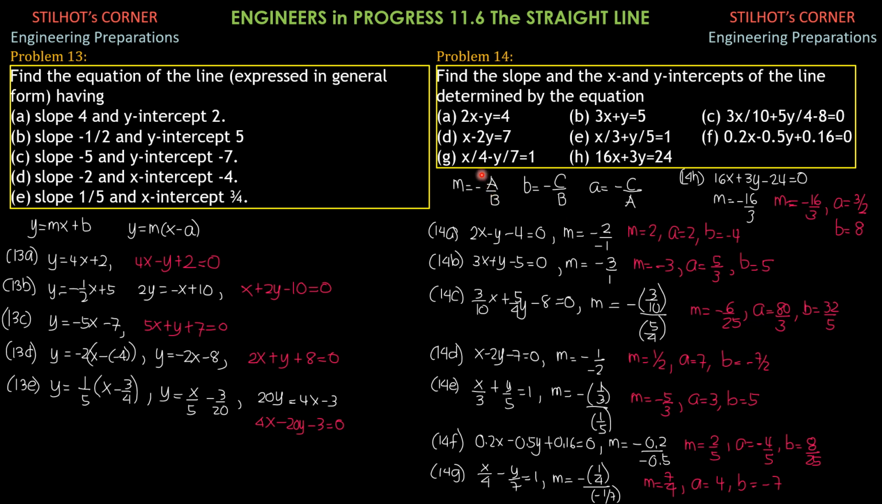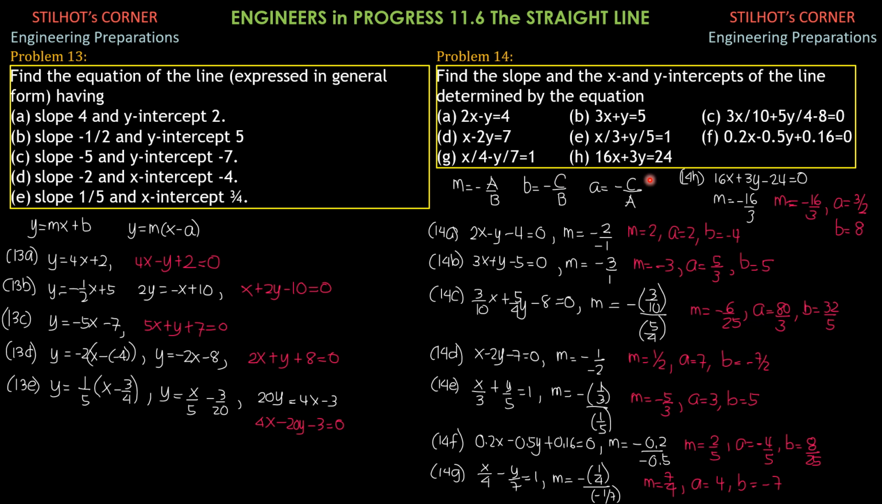For 14g, x over 4 minus y over 7 equals 1. This is already in the intercept form, so the slope is negative of 1/4 divided by negative 1 over 7, so that's positive 7 over 4. The x-intercept is positive 4. This is plus y over negative 7, so the y-intercept is negative 7.